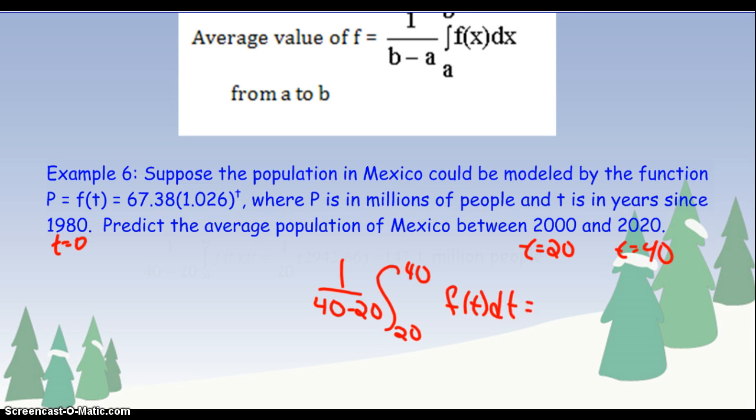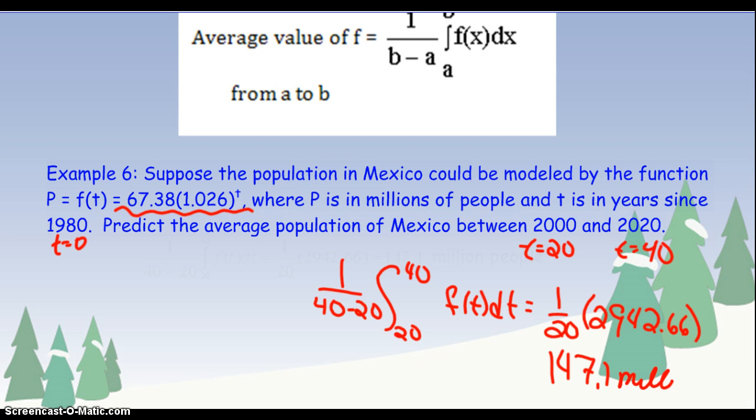So then I'm going to type that integral in using this function right here. I'm going to have 1/20 times the 2942.66, and that's going to come out to be 147.1 million as our average between 2000 and 2020.